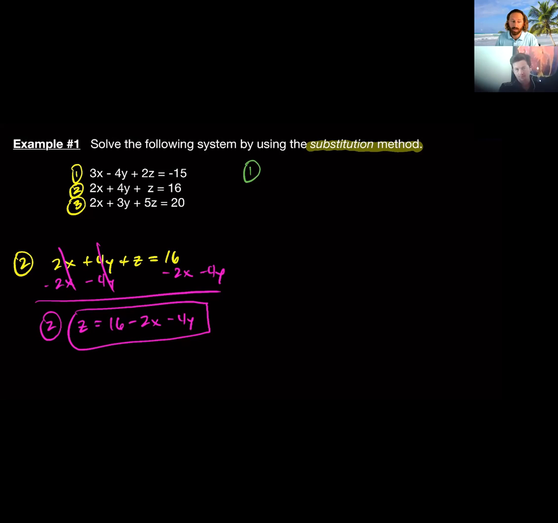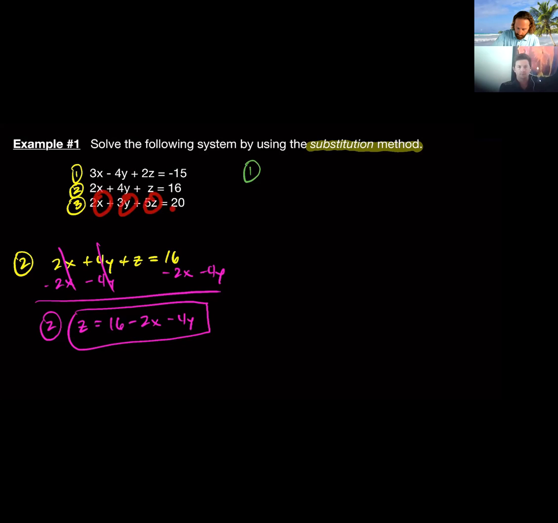We know that that Z is what it has to be equal to. Now, if I knew X and Y, then perfect. I'd know my Z. And remember, we're trying to find an X, Y, and Z that would make every single one of these equations true. That when I plug it in here, here, and here, and work all that out, it gives me negative 15. I plug the same X, Y, and Z here, and it gives me 16. And 20. That's our goal.